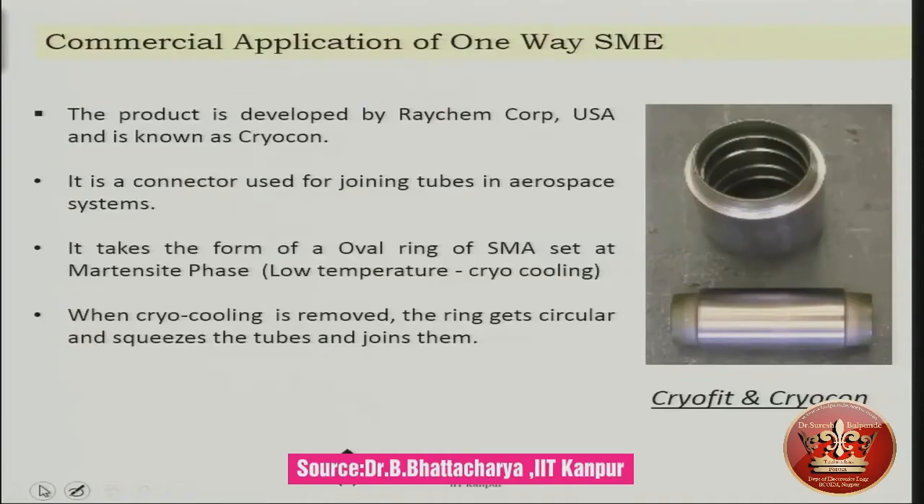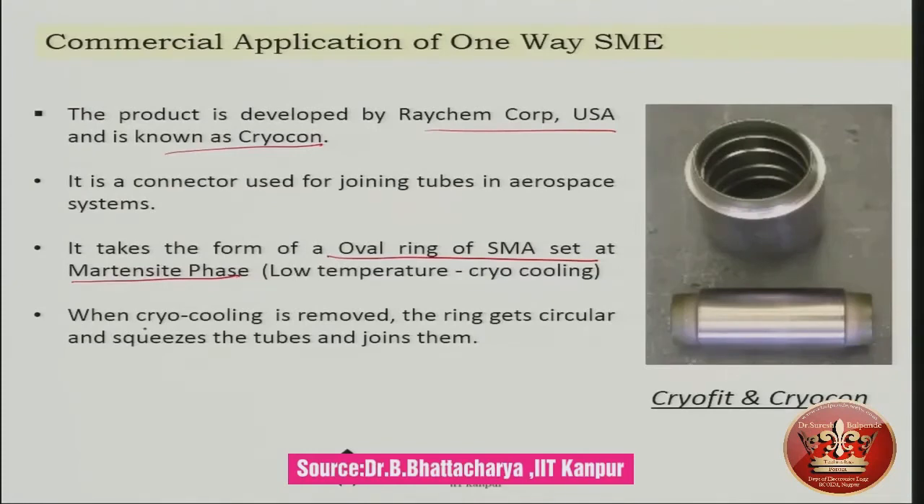Many commercial applications of one-way SMA. For example, this is a Raychem Corporation product which is known as Cryocon. It is essentially a connector which is used for joining tubes in aerospace applications, and it takes the form of an oval ring of SMAs set at the low temperature martensite phase. So initially this is an oval ring.